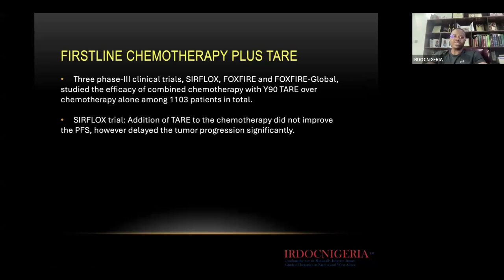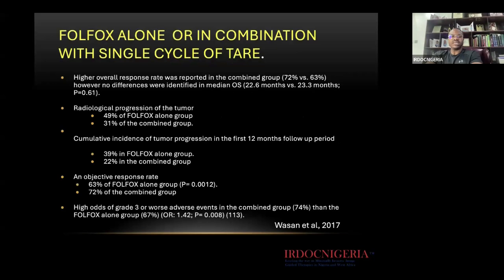were three big phase 3 clinical trials that were done for this: the SIRFLOX trial, the FOXFIRE, and the FOXFIRE Global, which studied the efficacy of combined chemotherapy with Y90 transarterial radioembolization over chemotherapy alone in over 1,000 patients. And with the SIRFLOX trial, there was an addition of TARE to chemotherapy or chemotherapy alone. The gist is that the addition of TARE to chemotherapy did not improve progression-free survival, however, it delayed tumor progression significantly in these patients.